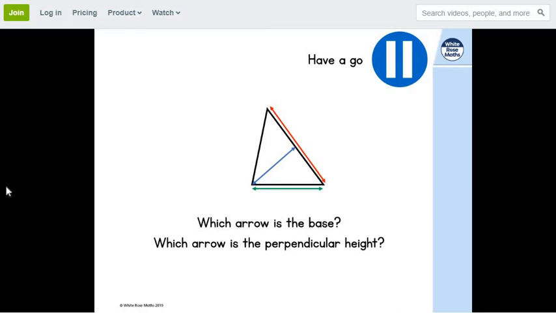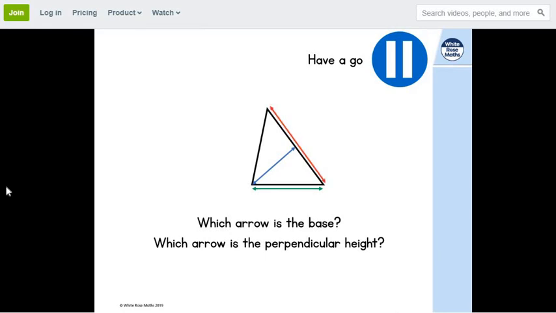So then, what about the base? Well, could this be the base, the green line? Well, if that was the case, the line in purple would be the perpendicular height. So I could have had that as the base, but none of the other lines show me the perpendicular height.